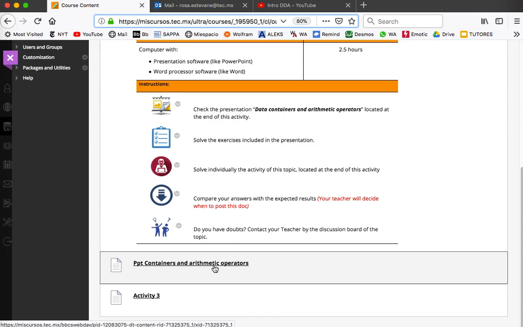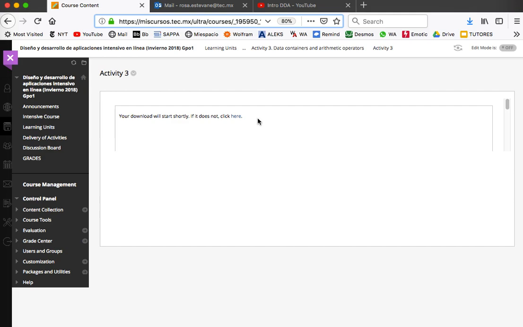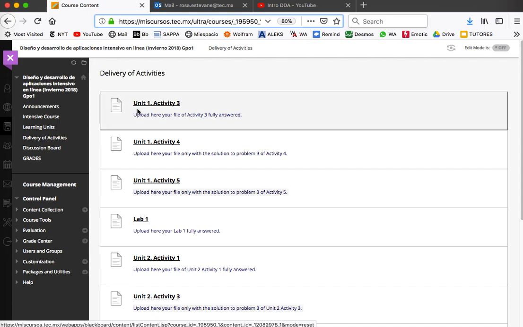You enter the activity, and here basically what you will have is 2 documents. One is a presentation that is a must to watch, analyze and understand, so I recommend you to check it. Once you check the presentation, you come here, click this document, download it, save it, and then solve it. Once you solve the document, you can come to the library of activities button, and here you need to locate the button to send your document. In this case it is this one, unit 1, activity 3. It says that you should fully answer this document.